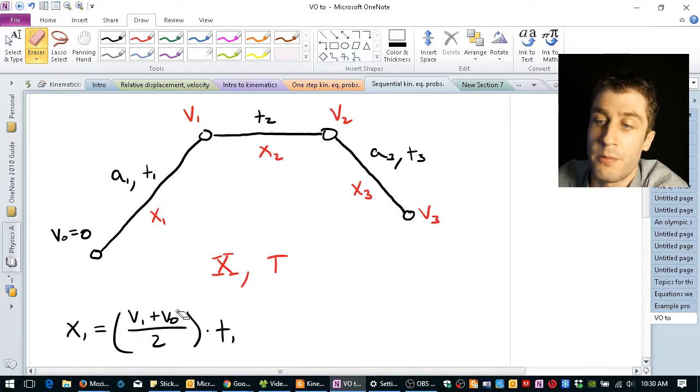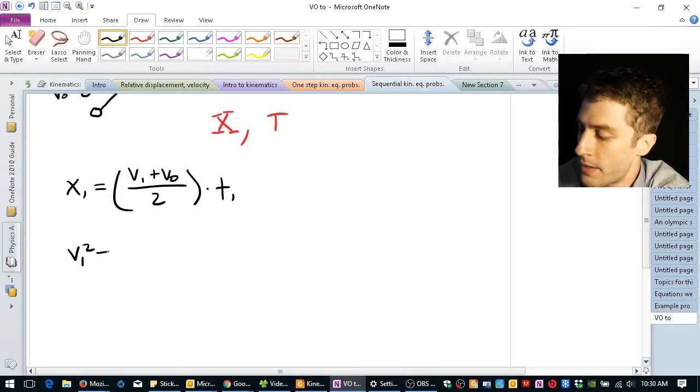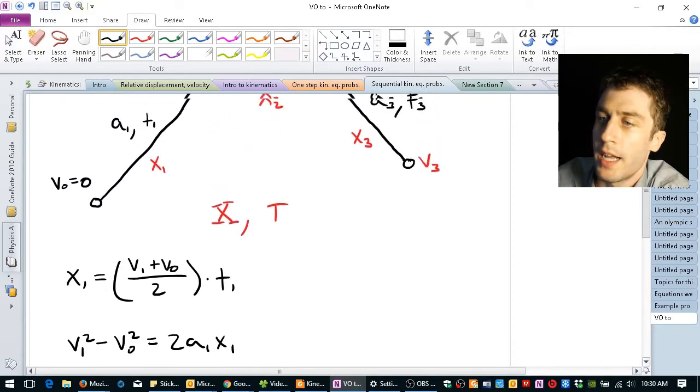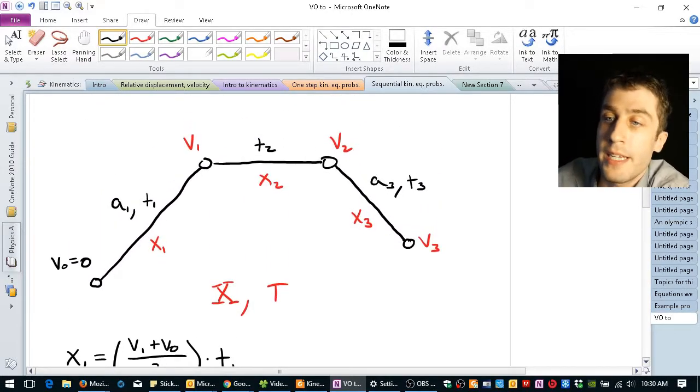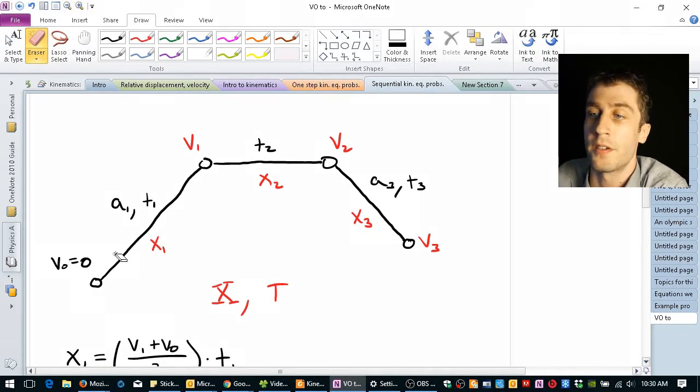At some point, we can erase v naught because, hey, v naught equals 0. Okay? Here's a second kinematic equation that we can use. v1 squared minus v naught squared is equal to 2a1 x1. That's valid. That works. And those are the only two equations that we need for this sloped portion. The reason why is because any two kinematic equations can be used to derive the other two. And so that's as much information as we could possibly wring out of that first time interval.